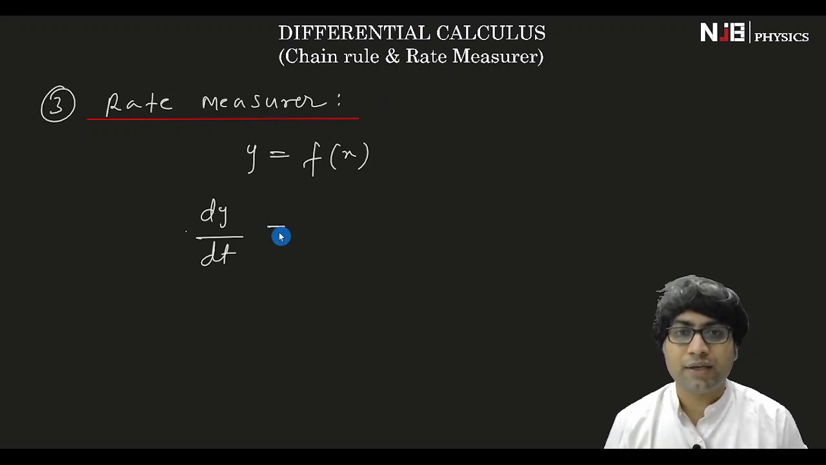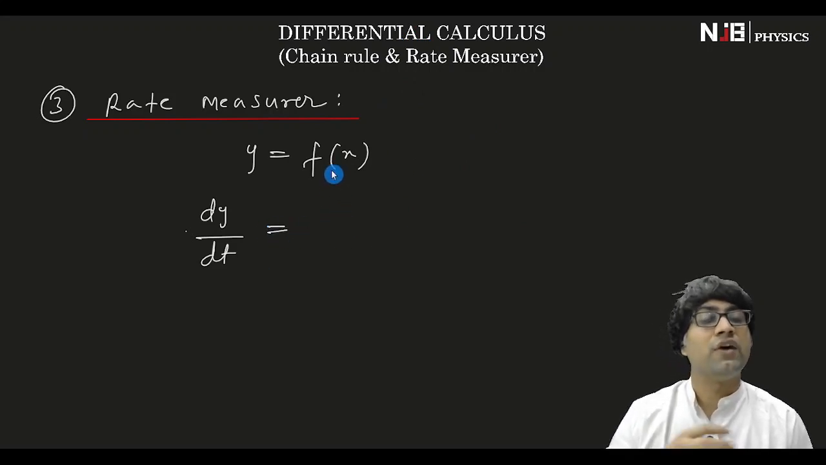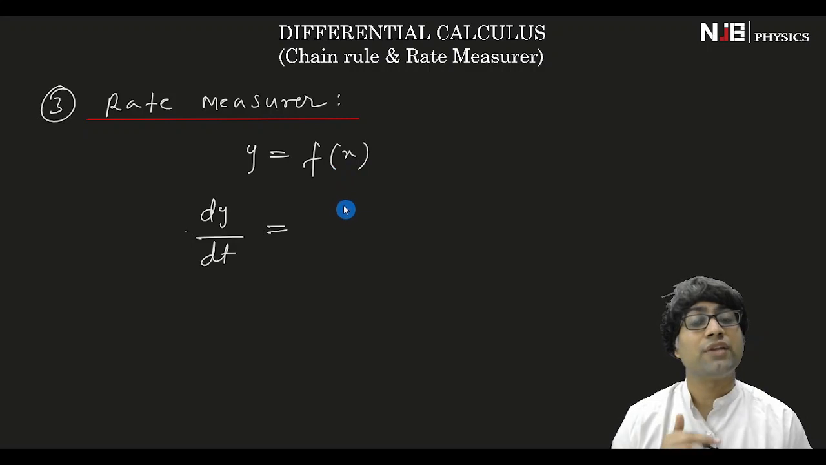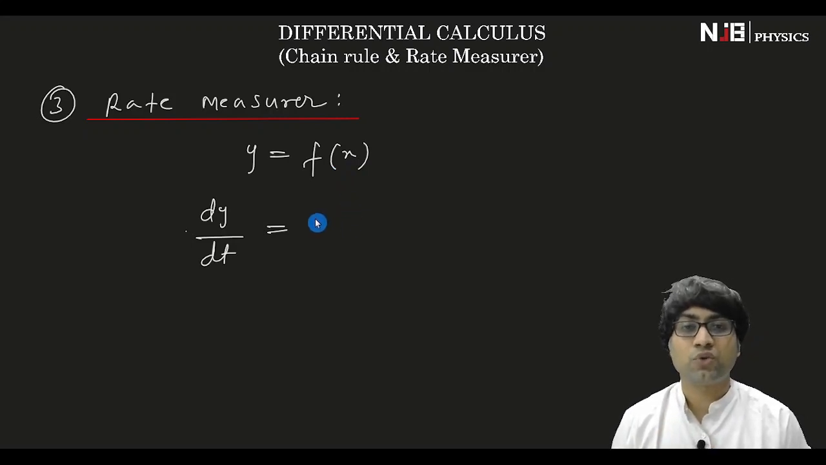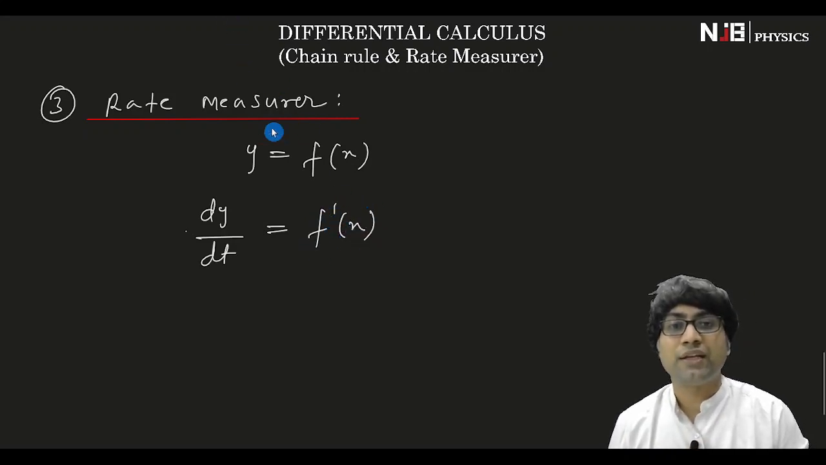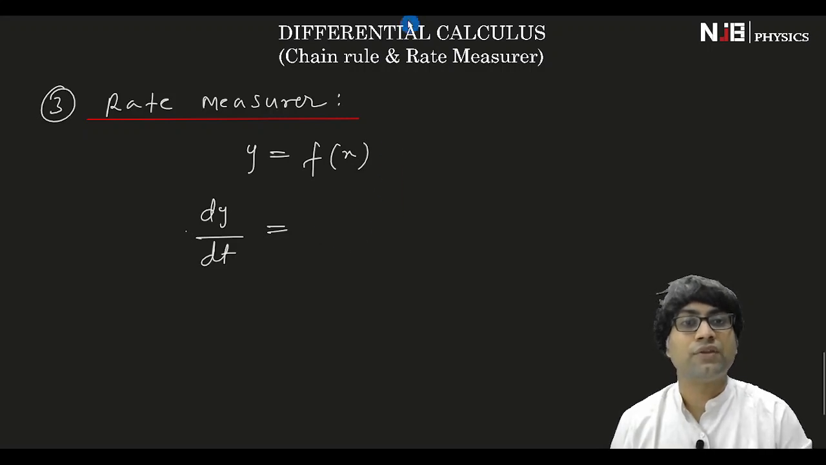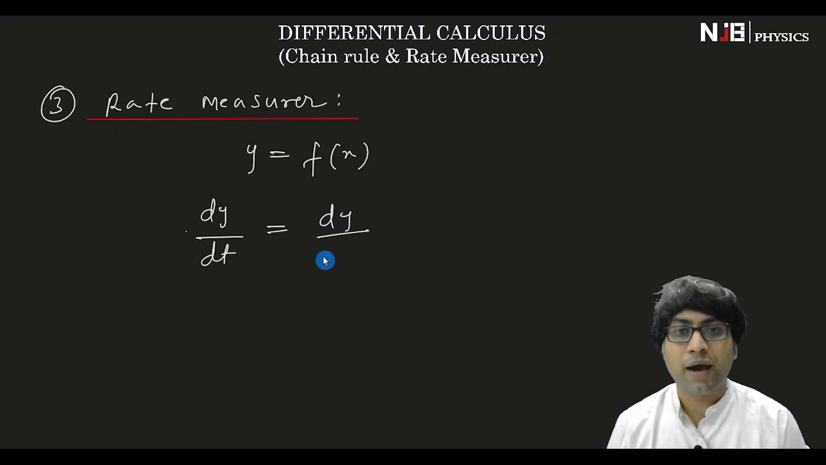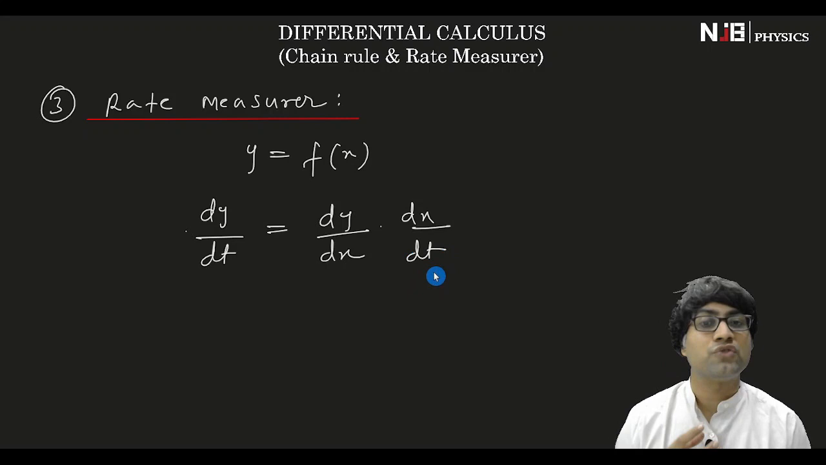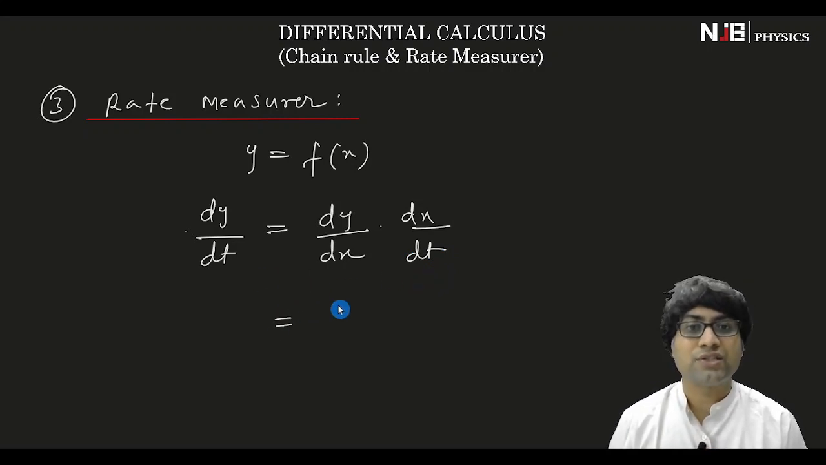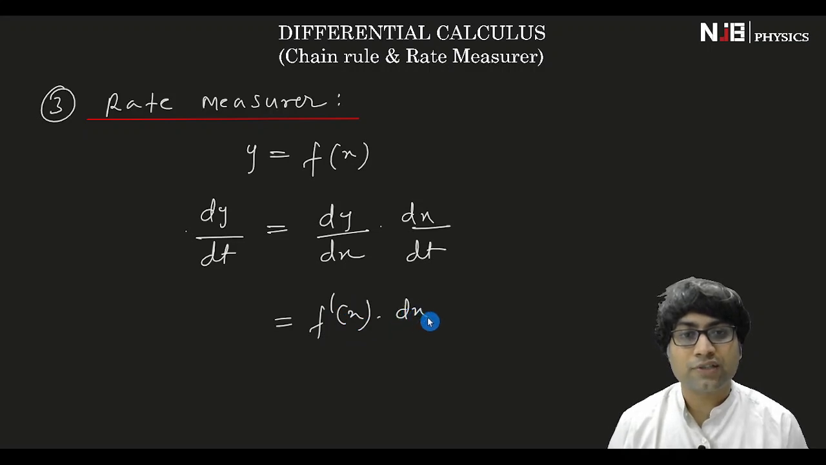Well, this dy by dt is equal to, again, this is a function in x, and we want to differentiate it with respect to time and not with respect to x, because if we had to differentiate it with respect to x, we could directly write it as f prime x. But no, we are not differentiating it with respect to x, we are differentiating it with respect to time. So how will we do it? We can simply write it as dy by dx into dx by dt, which is nothing but the application of chain rule. And in the next step, we can write dy by dx as f prime x, into dx by dt.